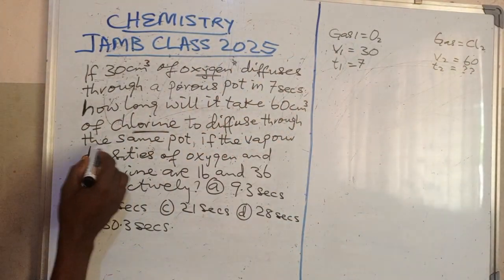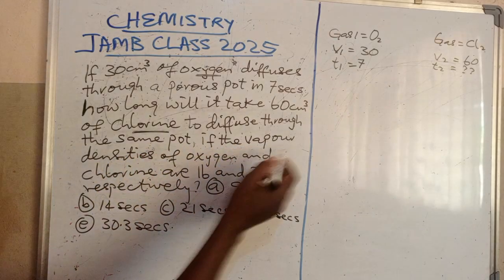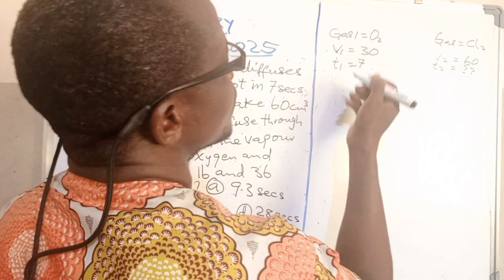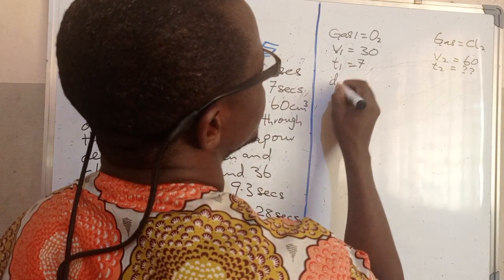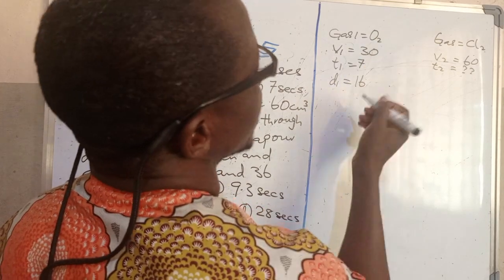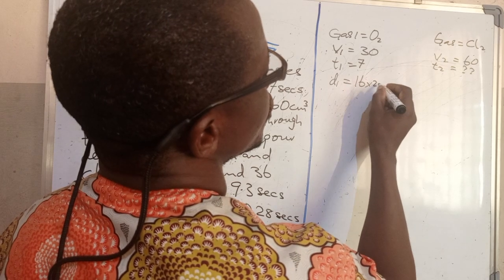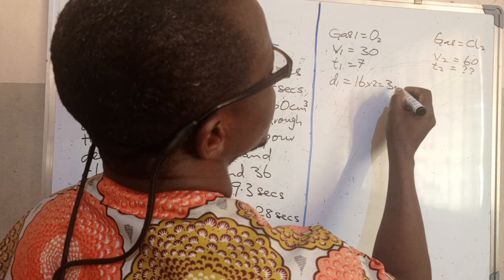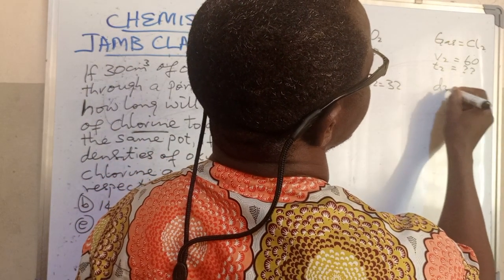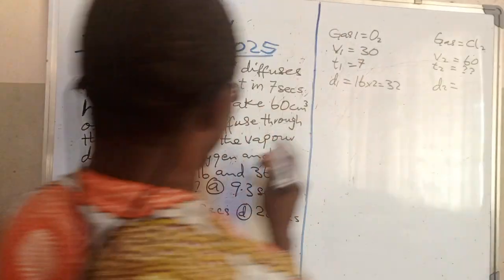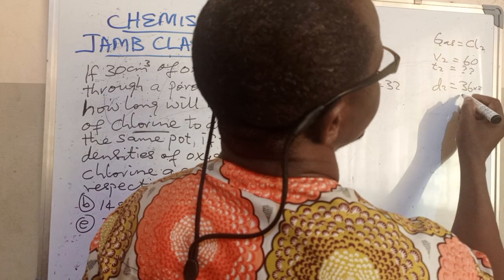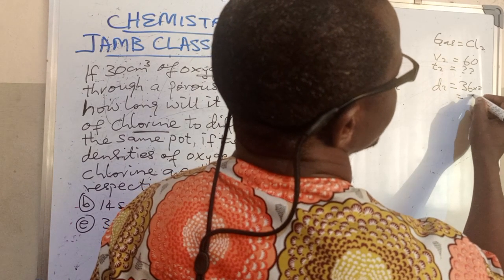The vapor densities of oxygen and chlorine are given. D1 equals 16. Since it is diatomic, multiply by 2 to give 32. D2 equals 36. When you multiply by 2, it gives you 72.